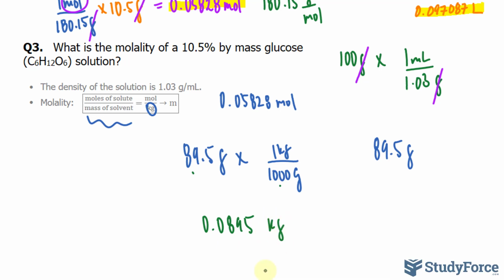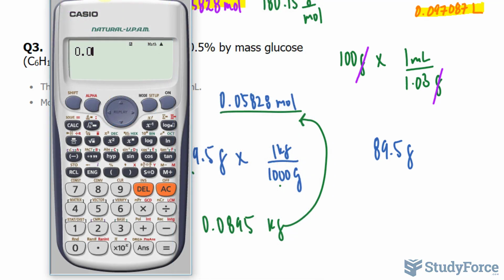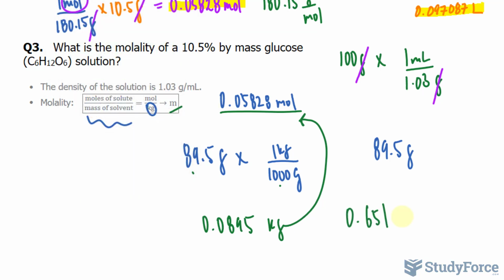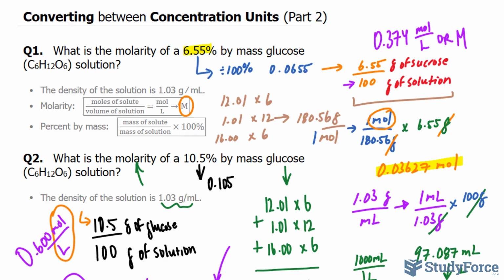That's the mass, which I will divide here. Let's use our calculator. 0.05828 divided by 0.0895, and this reduces down to 0.651, and this small letter m for moles per kilograms. And there you have it. 2 examples on how to convert between concentration units.